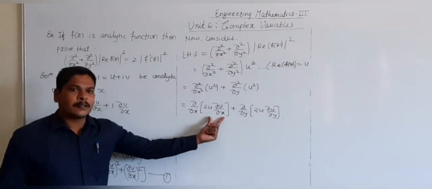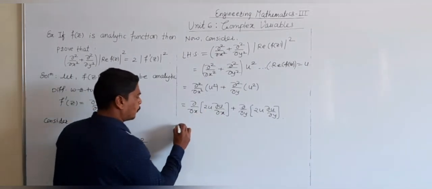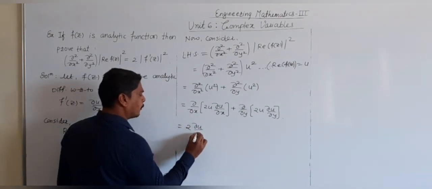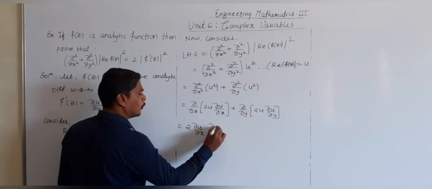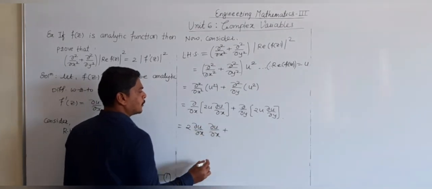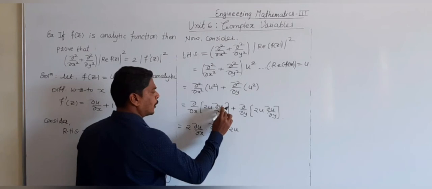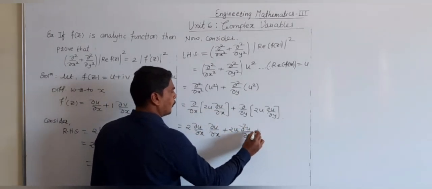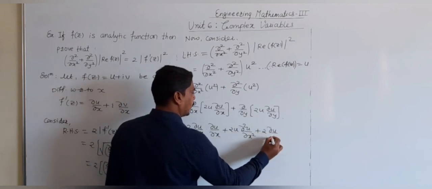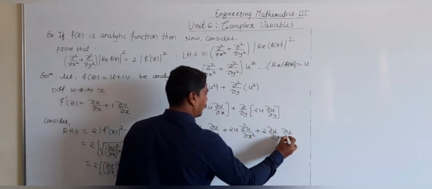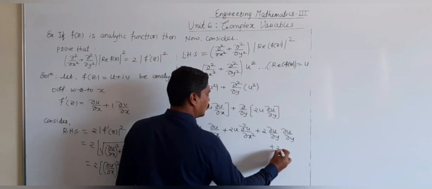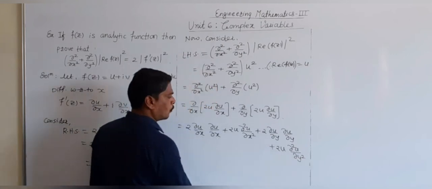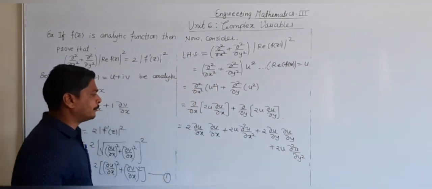Now again differentiate this by using product rule of derivative. So first differentiate this 2u, so we get 2 into ∂u/∂x into this ∂u/∂x as it is, plus 2u as it is into derivative of ∂u/∂x, which becomes ∂²u/∂x², plus similarly this becomes 2 into ∂u/∂y into ∂u/∂y as it is, plus 2u as it is into ∂u/∂y, its derivative with respect to y becomes ∂²u/∂y².